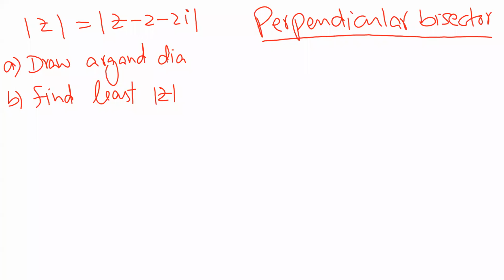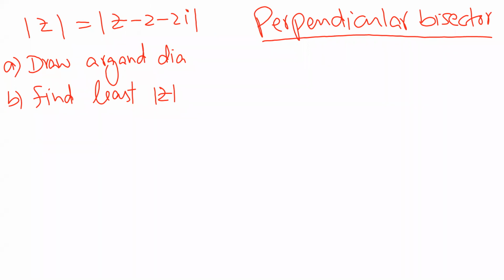Bismillah ar-Rahman ar-Rahim. We have, over this topic of complex numbers, perpendicular bisector. We have one locus given here. A single one is called a locus, more than one is called loci. We have to draw an Argand diagram and find the least modulus of Z.